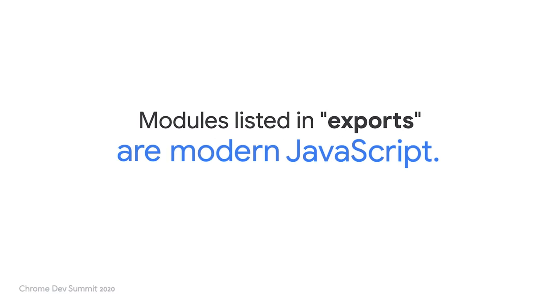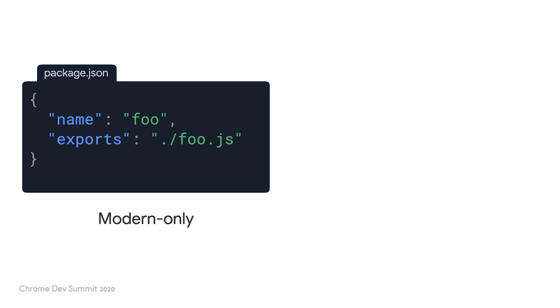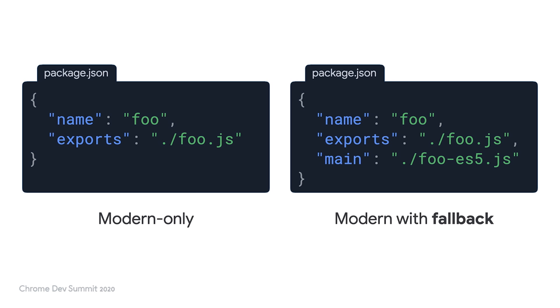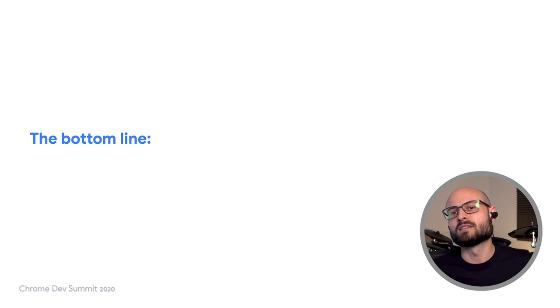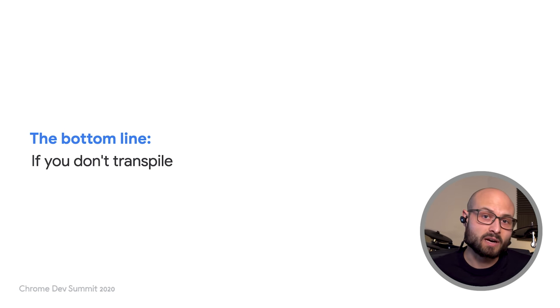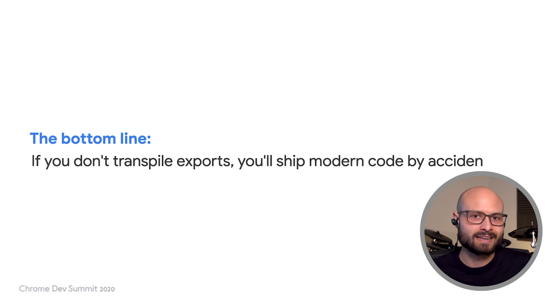Going forward, there's at least 2 types of NPM packages I expect to see. We have modern only, where there's just an exports field, and that implies an ES 2019 package. And then packages with both exports and main fields, where main provides an ES5 and CommonJS fallback for older environments. What does this all mean? The bottom line is that soon, if you don't transpile package exports, there's a high likelihood that you'll ship modern code by accident.